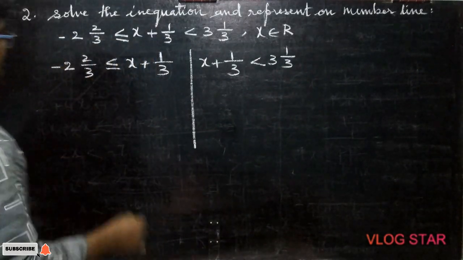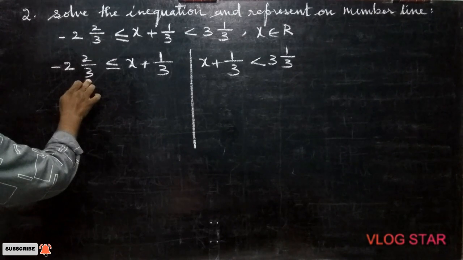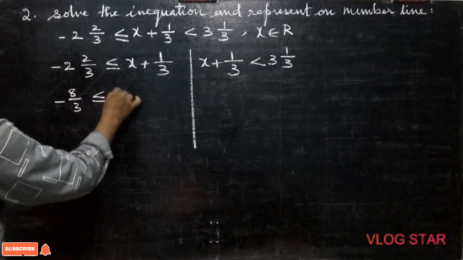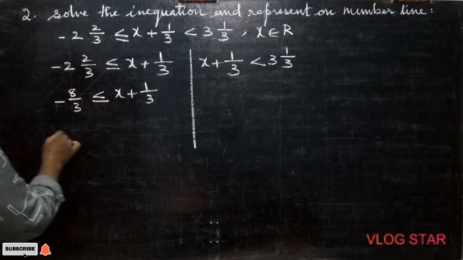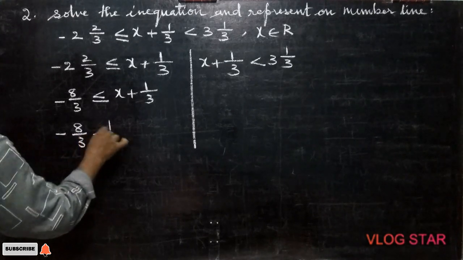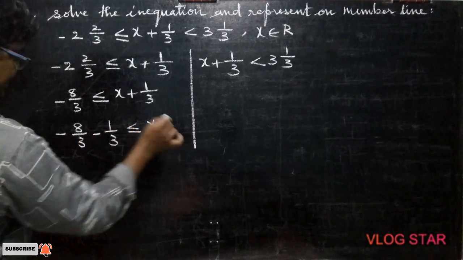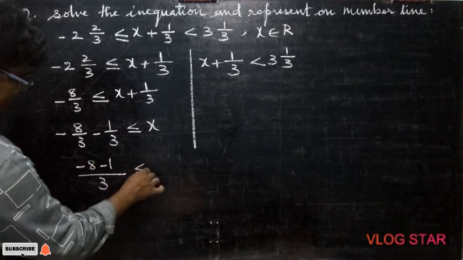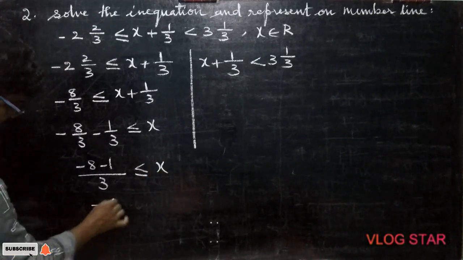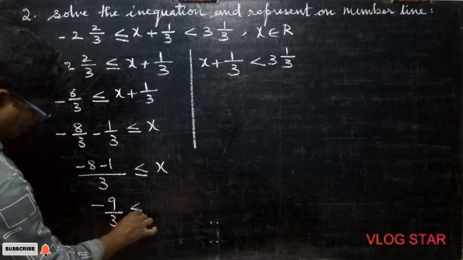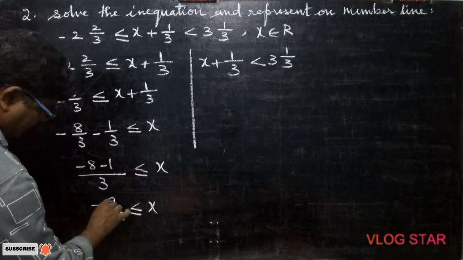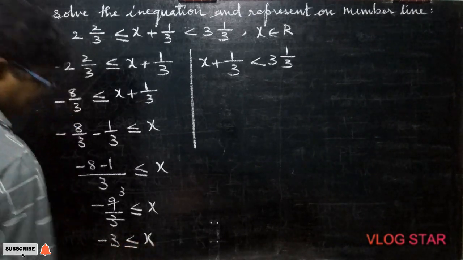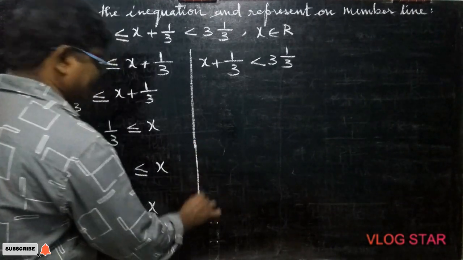Now this is a mixed fraction, so change it into an improper fraction. Minus 8 by 3 less than or equal to x plus 1 by 3. Minus 8 by 3 minus 1 by 3 less than or equal to x. 3 is the LCM. Minus 8 minus 1, minus 9 by 3 less than or equal to x. 3 goes in 9 three times. So minus 3 less than or equal to x. One part completed.